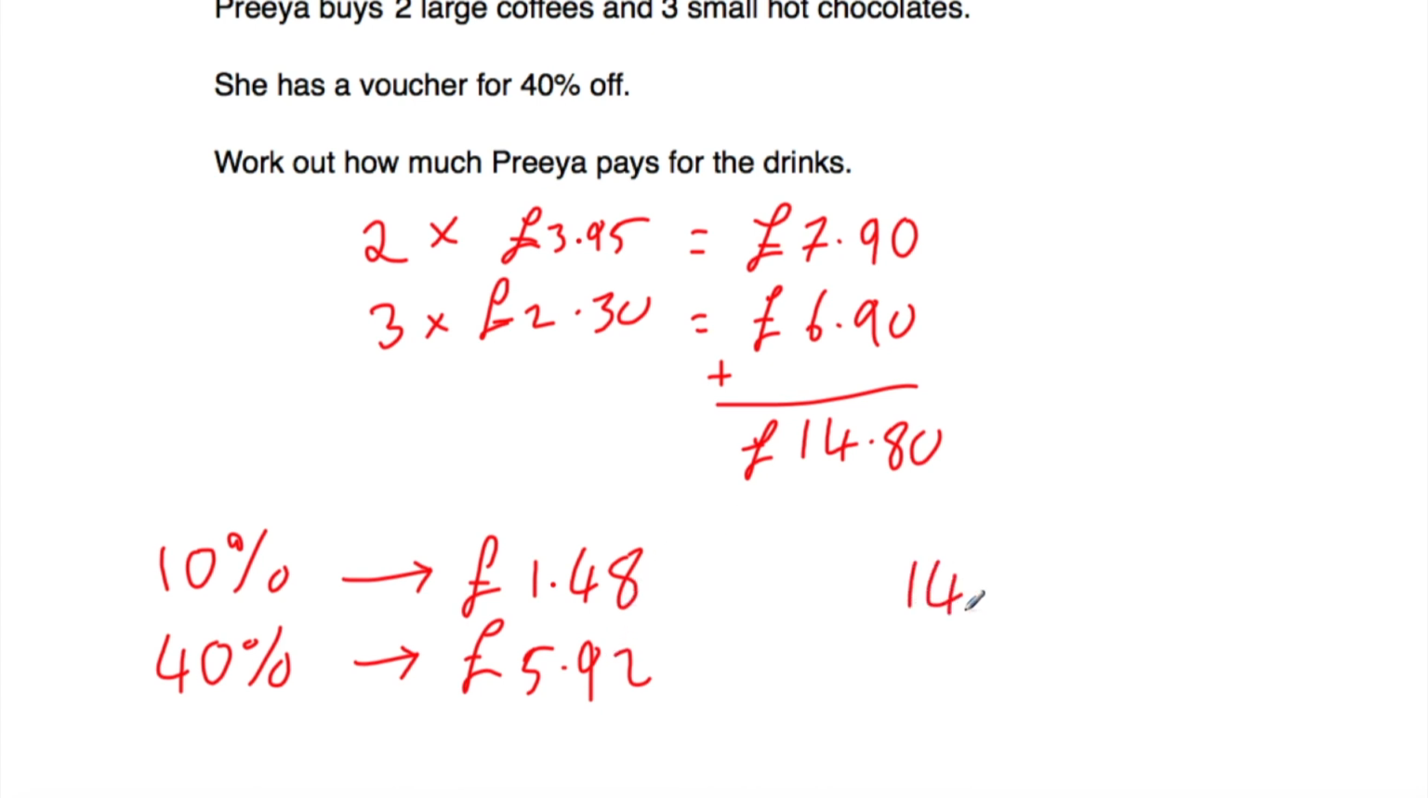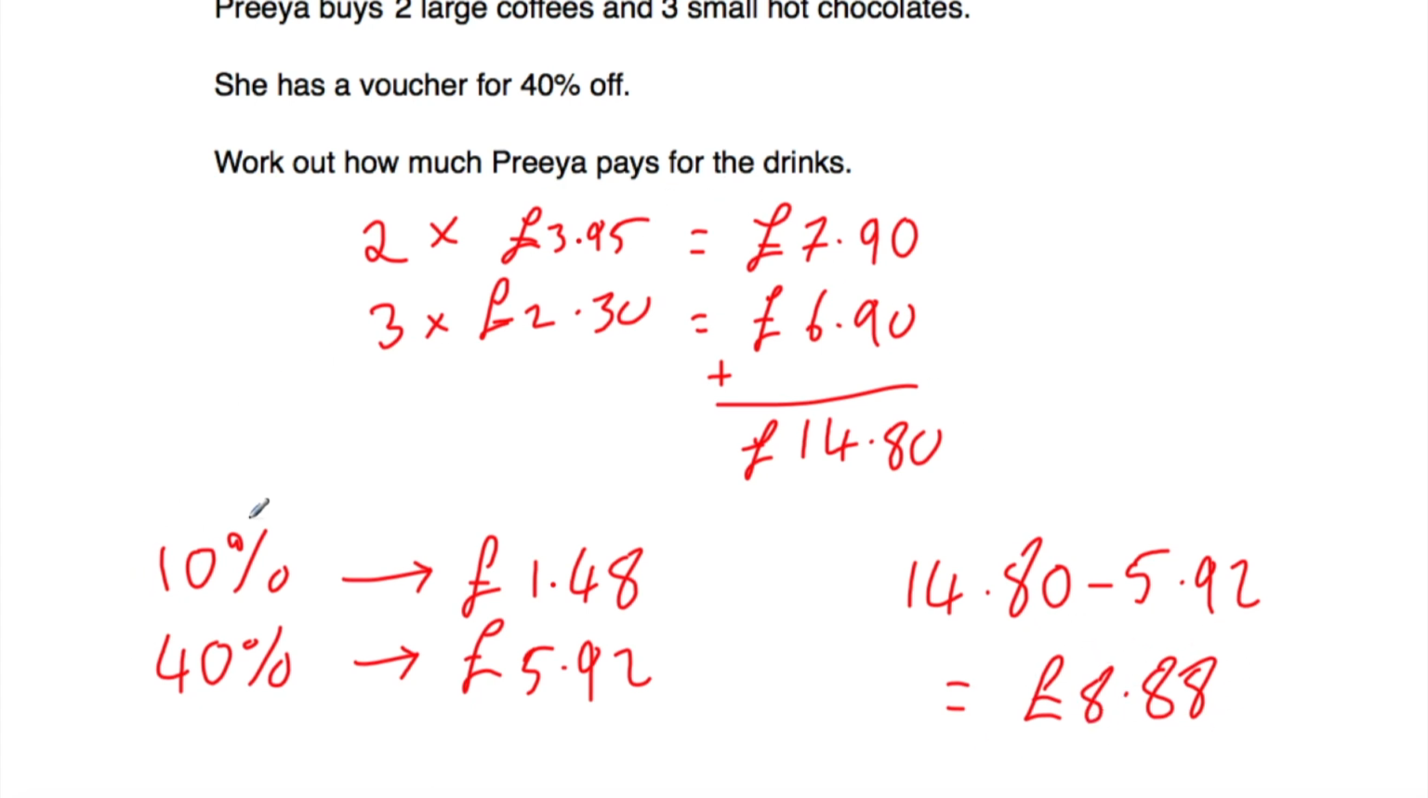So if we do £14.80, take away the £5.92, what's left will be how much Priya has to pay. And whenever we take away £5.92 from £14.80, that's equal to £8.88. So how much does Priya have to pay for the drinks? The answer would be £8.88, and that's it.